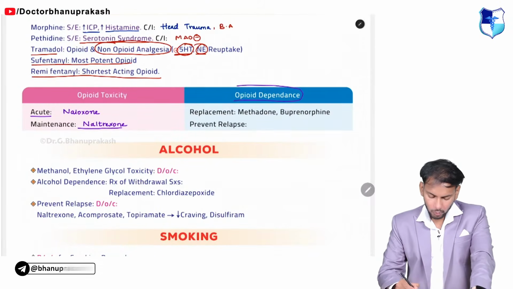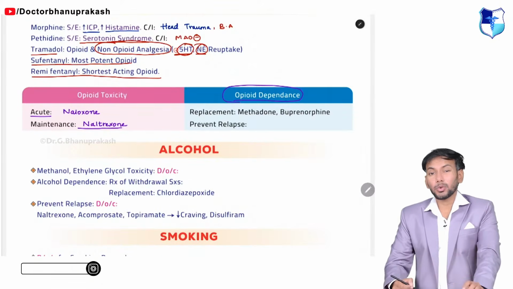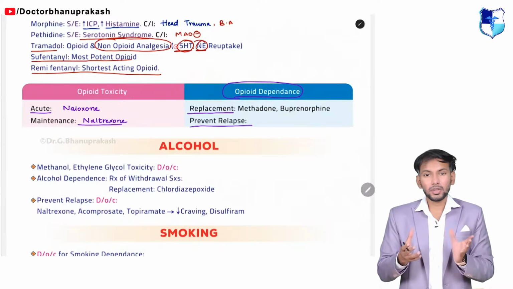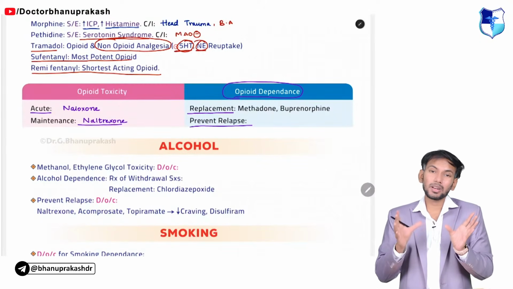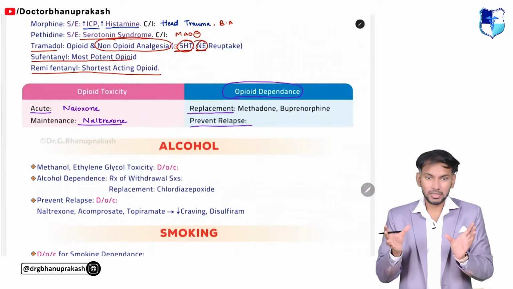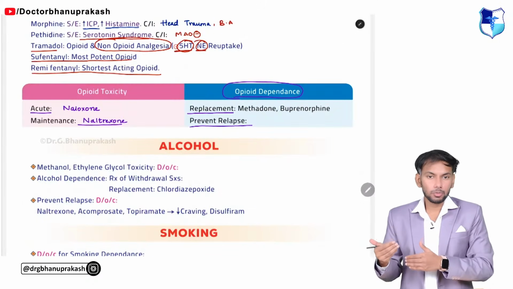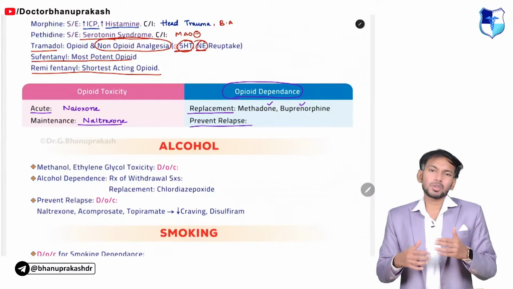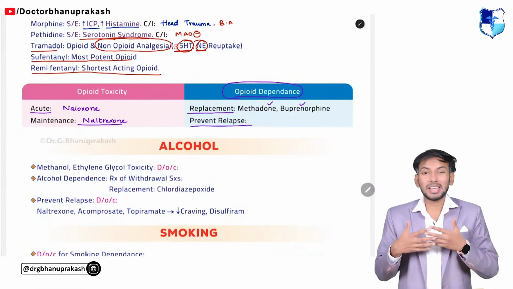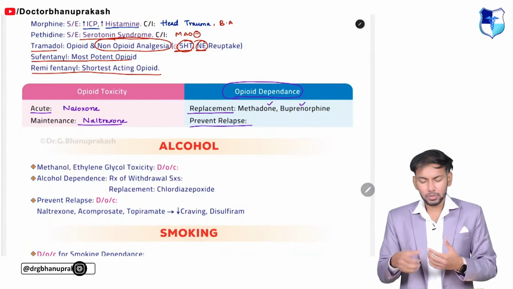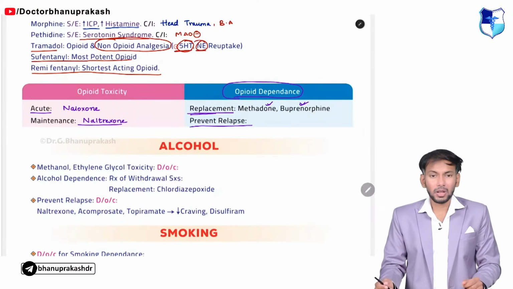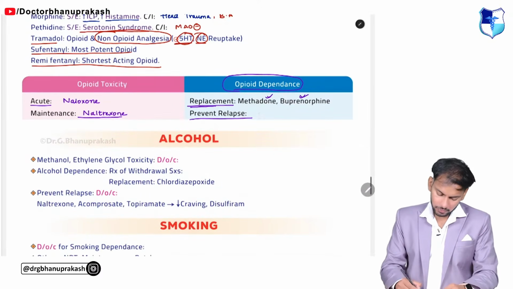Now, coming to opioid dependence. You can do replacement. You can also prevent relapse. Replacement means you have to replace the opioid with a similar looking drug. That means the action has to be the same, but the addiction potential has to be less. These drugs are methadone and buprenorphine. Let us suppose a person wants to give up opioids, but he is having cravings for it. How do you reduce these cravings? By replacing it, by giving methadone and buprenorphine. But how do you prevent the relapse? By naltrexone.